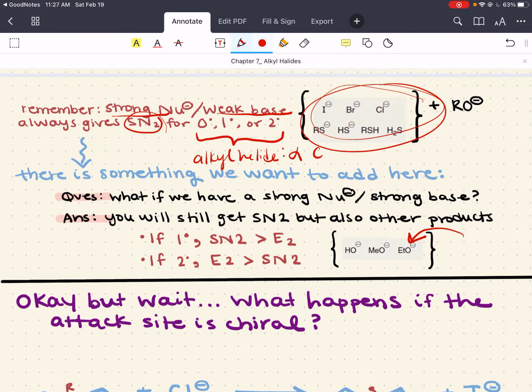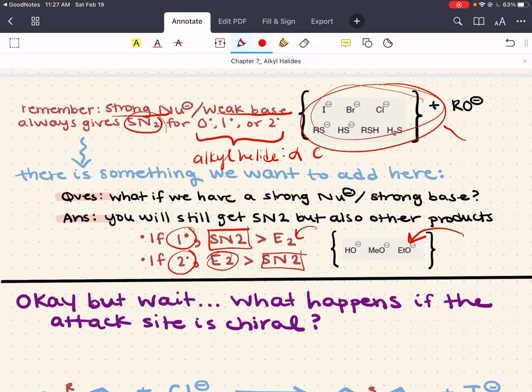If your alpha carbon is primary, your major product is still SN2 with a strong nucleophile, strong base. You will get some E2 products though. No worries about that yet, we're going to cover E2 in the next lecture. If your alpha carbon in your alkyl halide is secondary, you will still get an SN2 product, but it's not the major product. Your E2 product will be. So keep that in mind.